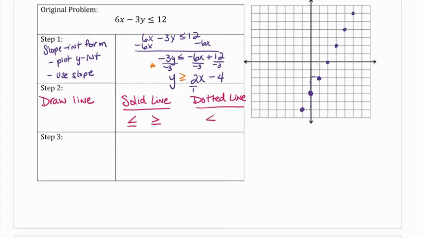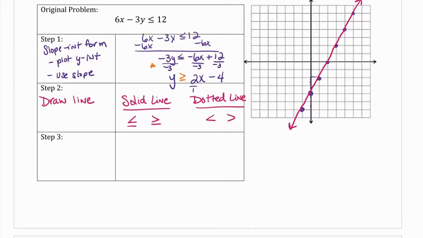But if it's just less than or just greater than, then we're going to do a dotted line because it's only the solutions that are more than that line. So we don't want to actually include the line. Now, in this case, we had an or equal to, we had a greater than or equal to. So this is going to be a solid line, right? Okay, so that's the first new decision we have to make with graphing inequalities.